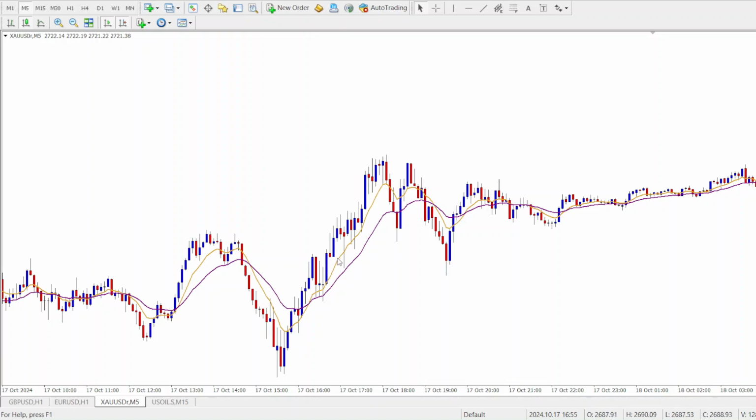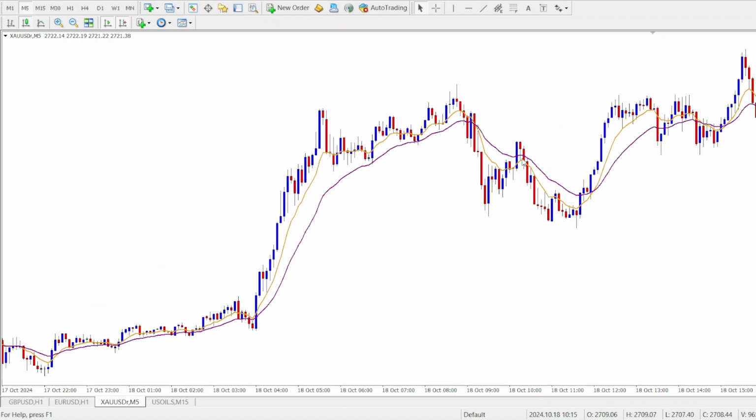points for entry. For example, in a bullish move, you have price bouncing off, you can enter after a bounce, after price bounces off the trend line. In a bearish move, you can enter after price bounces off the trend line, because the trend lines act as dynamic support and resistance levels.